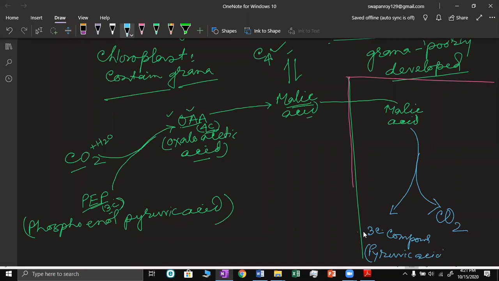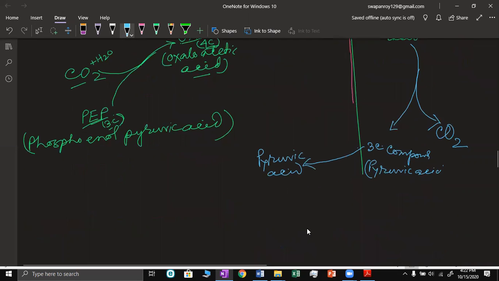This pyruvic acid is then transported to this mesophyll cell. Pyruvic acid is then converted into phosphoenol pyruvic acid here. Again, when the phosphoenol pyruvic acid is formed, it can absorb another molecule of carbon dioxide.